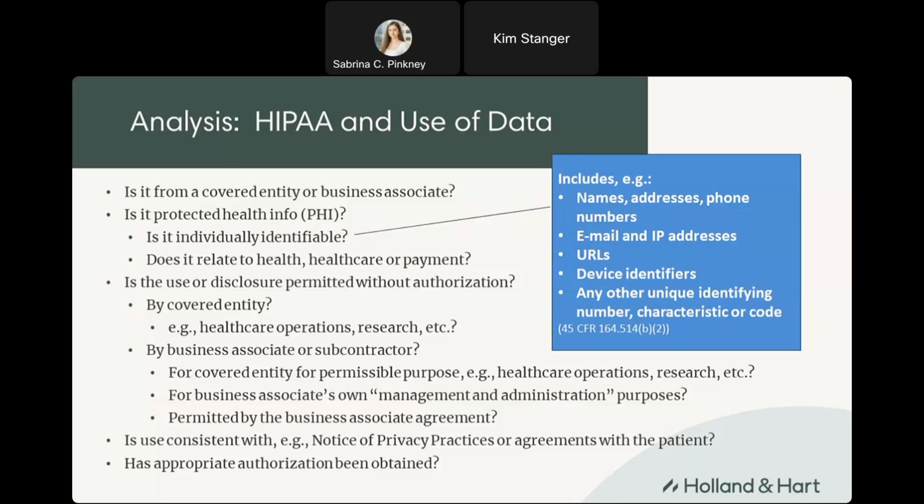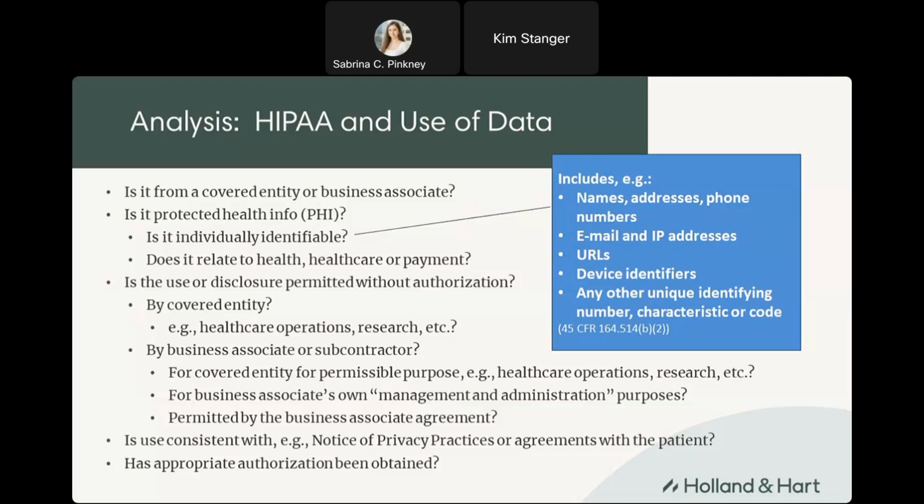And under the de-identification standards, we know it includes things like names, addresses, phone numbers, emails and IP addresses, URLs, device identifiers, or any other unique identifying number, characteristic, or code, MRI numbers, account numbers, things like that. That's all individually identifiable health information. And presumably a lot of those tracking technologies are picking that stuff up. So then the question is, does it relate to a person's past, present, or current healthcare, or payment? You've got to have both of those things. If you've got both, then you've got protected health information.